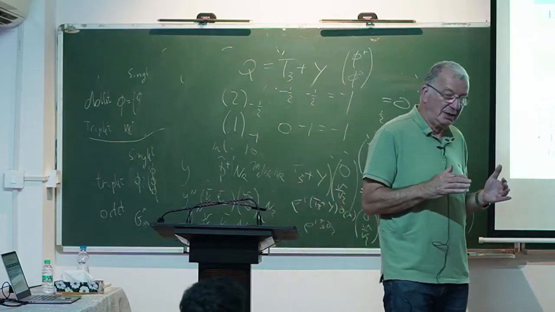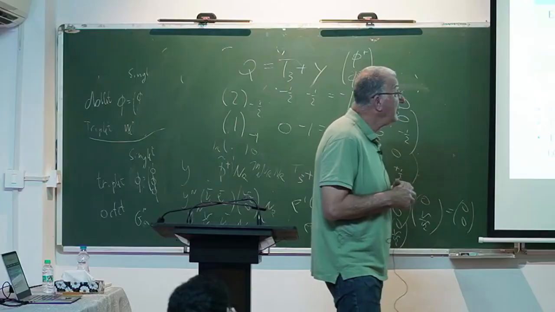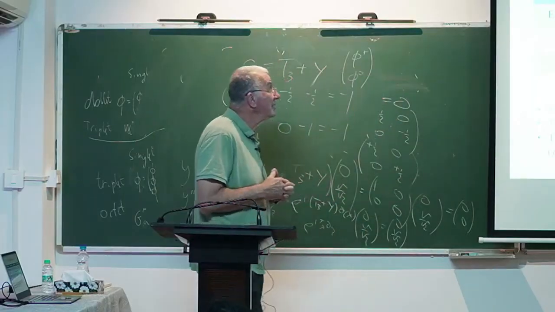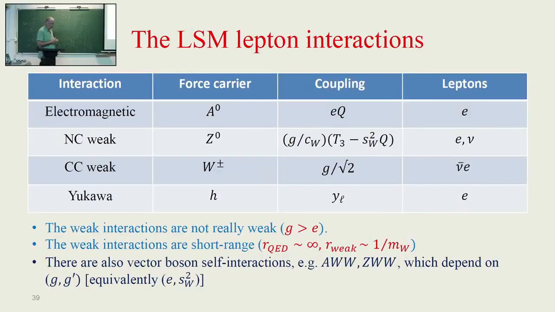Interested in interactions among the matter particles, the fermions, there are here four types of interactions. The electromagnetic interaction, the force carrier is the photon. The coupling goes like e, the coupling constant, times Q, the charge, and the leptons that take part in it are the charged leptons only, because the neutrinos are neutral. It is vector-like, parity, charge conjugation, and CP conserving, and diagonal and universal.